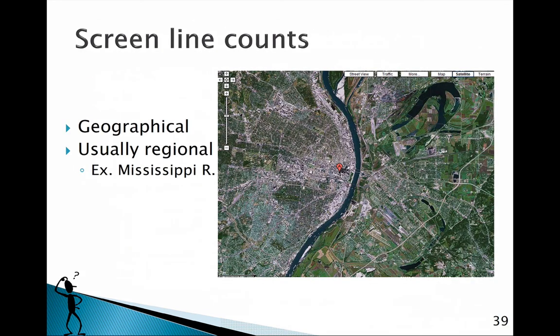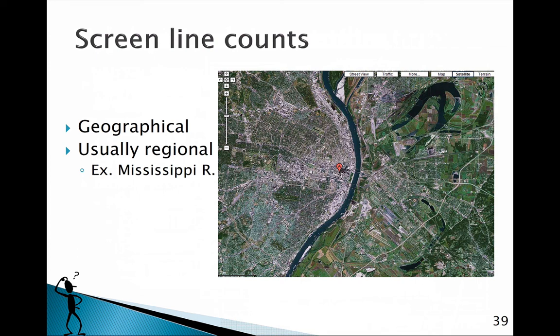So screen line counts are in some ways similar, but here we're looking at usually a regional flow. So for East-West Gateway, our local MPO, they definitely do a lot of screen line counts, and they've got the convenience of the Mississippi River. So basically, if you count all the bridges, you can easily know the demand between the two states. So that's what a screen line is. It's more of a vertical or horizontal line that gives you the ins and outs across that line.